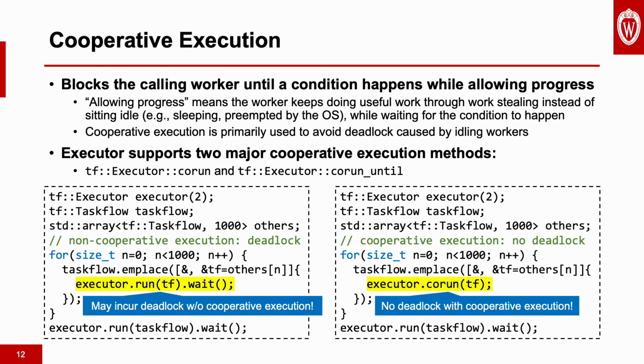In the lower left example, I create a task flow of 1,000 tasks, where each task submits a new task flow using non-cooperative execution. When you call wait, there is a very high chance that the operating system will preempt the calling worker until the corresponding task flow finishes. However, if all the workers are preempted by the operating system, no tasks will be able to run, leading to deadlock. To avoid this problem, we should use co-run, as shown on the lower right, to enable cooperative execution on these 1,000 task flows, allowing workers to continue performing useful work cooperatively through work stealing.